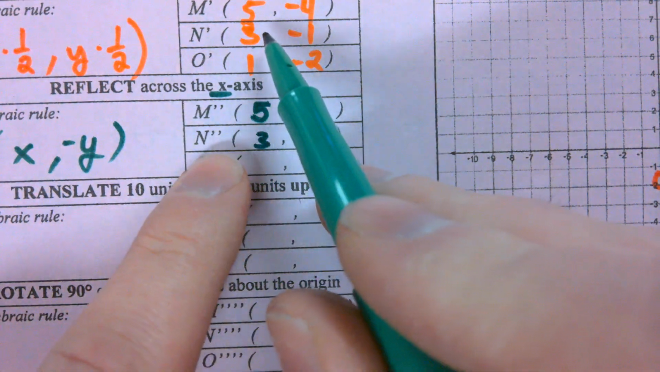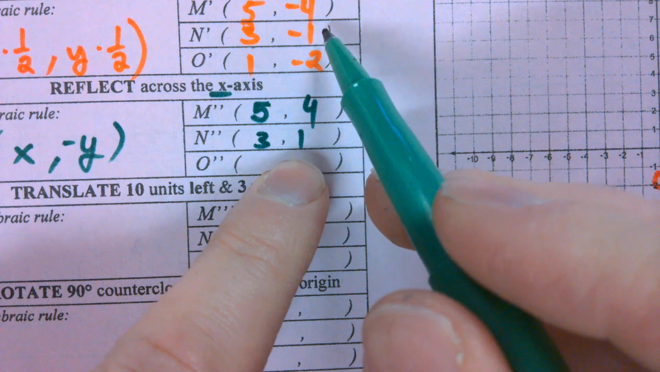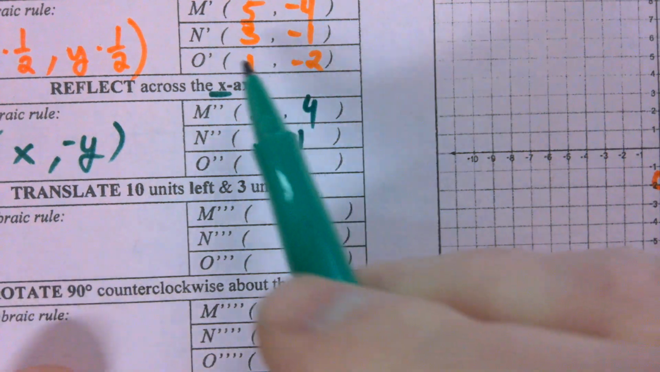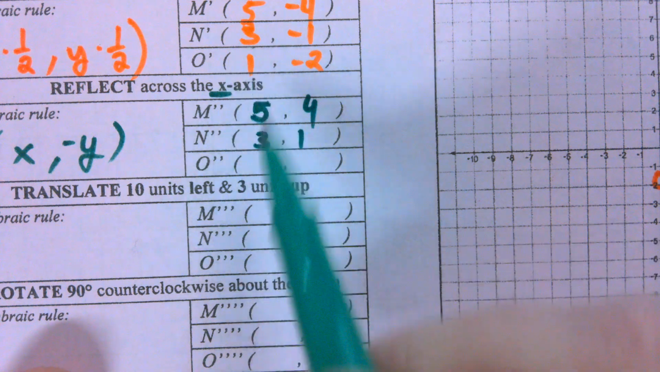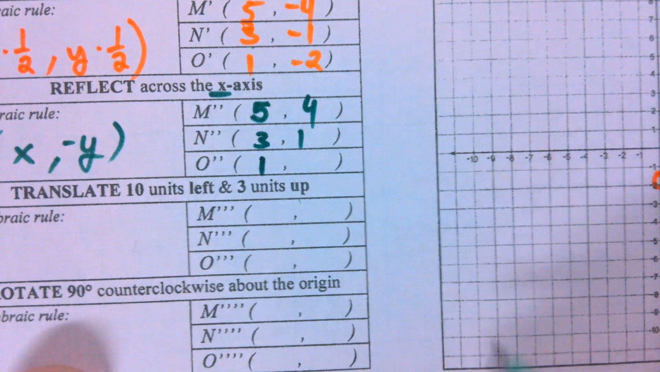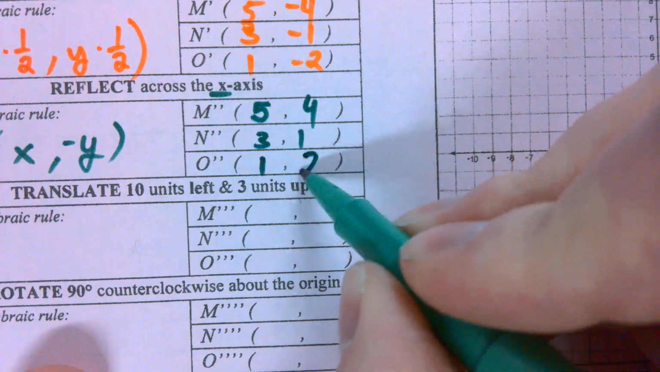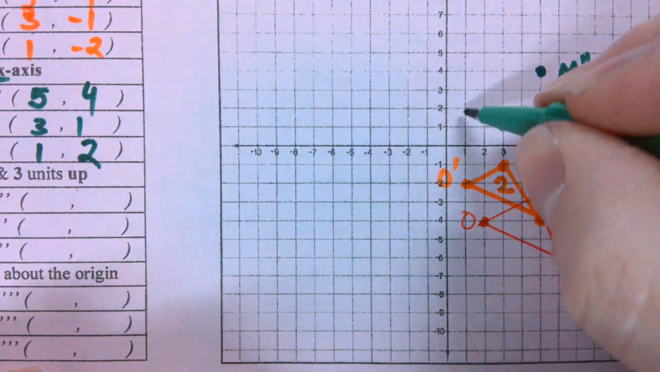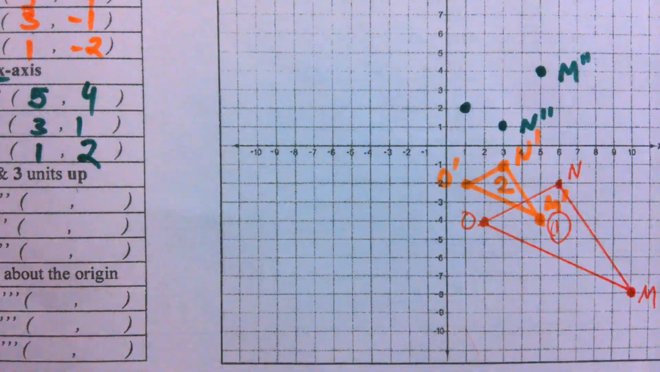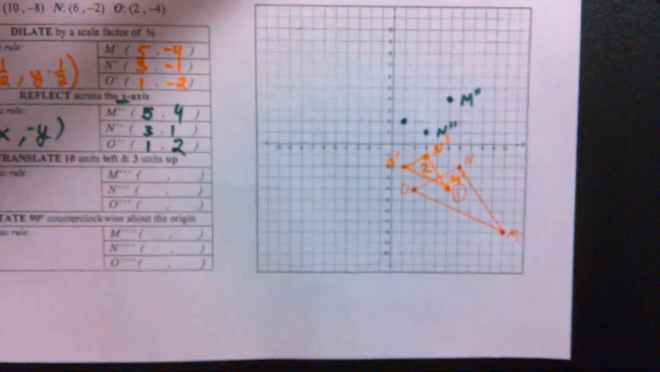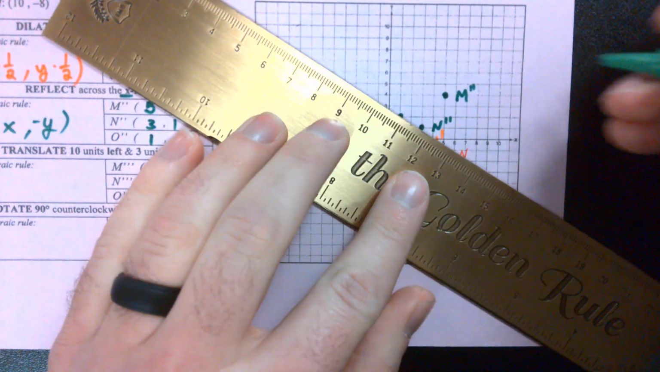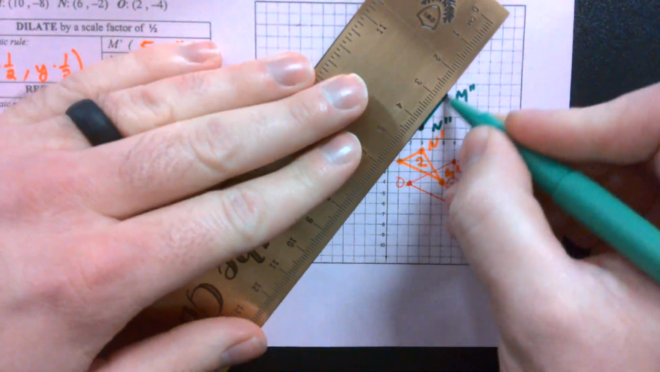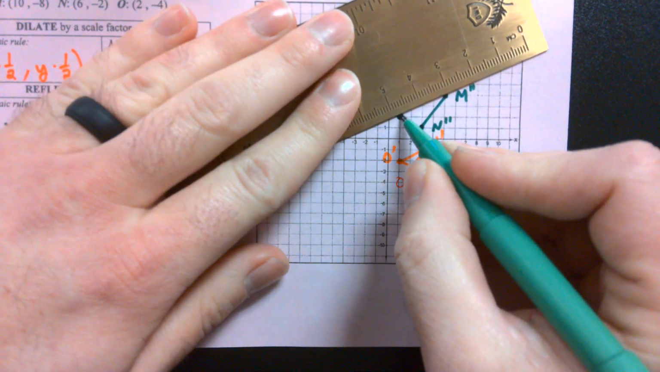And that follows the same exact pattern we just did. My x coordinate 3 stays the same. My y-coordinate gets flipped around this time to a positive as well. For O prime, I'm going to keep my 1 as a 1, but my negative 2 is going to get flipped into a positive 2. O prime is going to be at 1, 2, right there. And we've got triangle number 3 after a reflection across the x-axis.